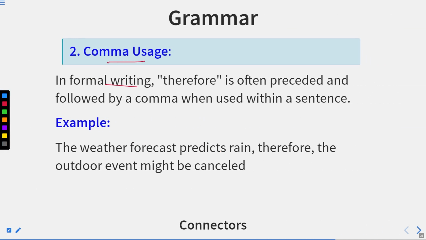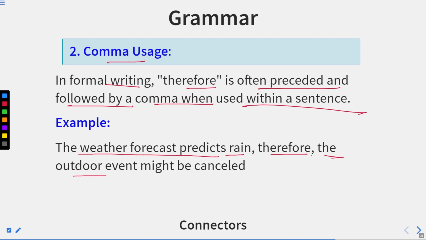Comma usage. In formal writing, therefore is often preceded and followed by a comma when used within a sentence. For example, the weather forecast predicts rain, comma, therefore, again a comma, the outdoor event might be cancelled. So, this is how we can use comma with the word therefore.